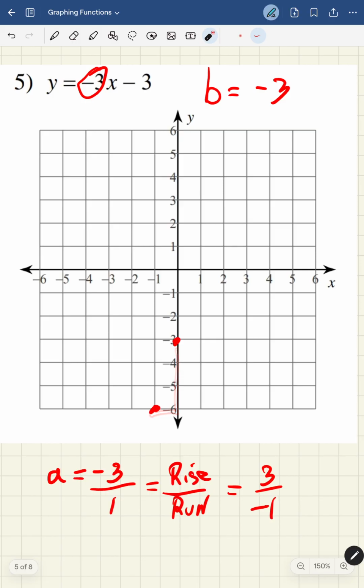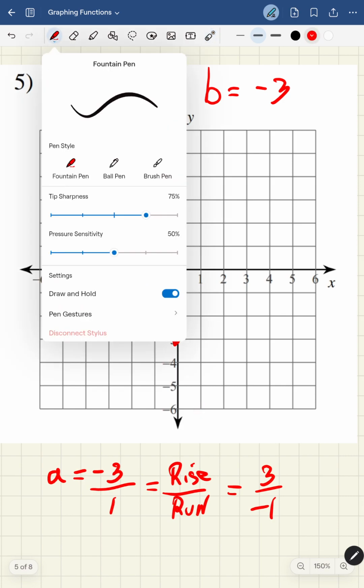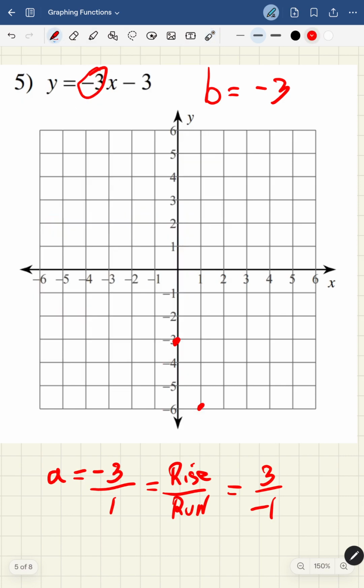No, that's wrong. Let's fix that. If I went down 3, I've got to go 1 to the right. So down 3, 1, 2, 3, and 1 to the right would be here. Okay, I made that mistake on purpose. I wanted to see if you caught it. So it would be there, because the slope is negative, right? The slope is negative, so the line should be going down.